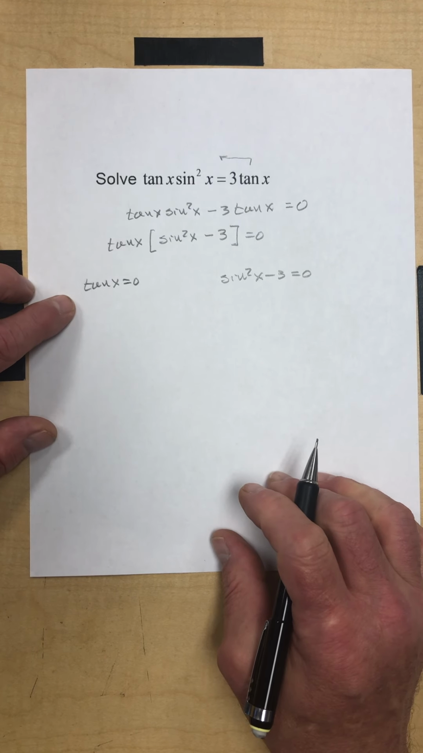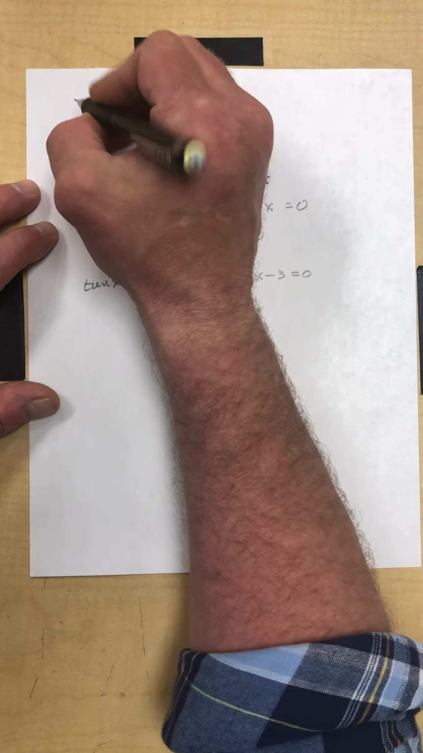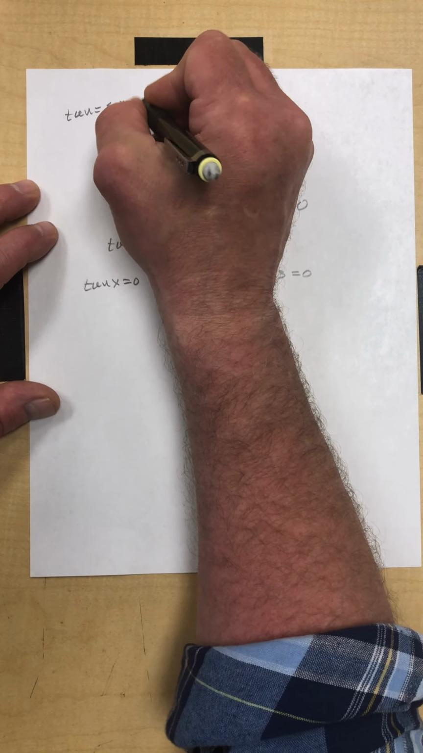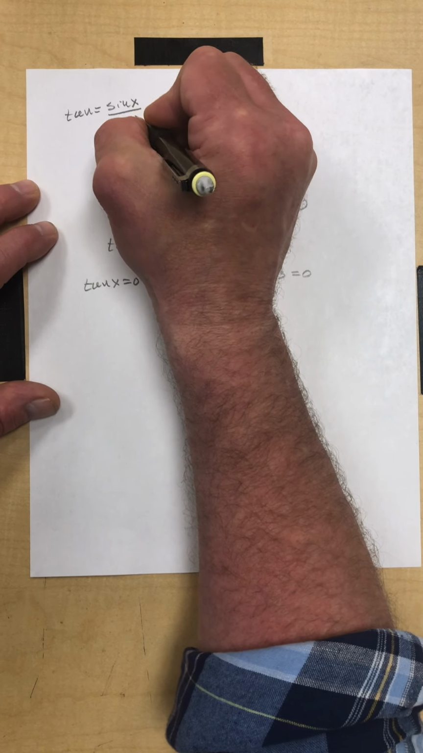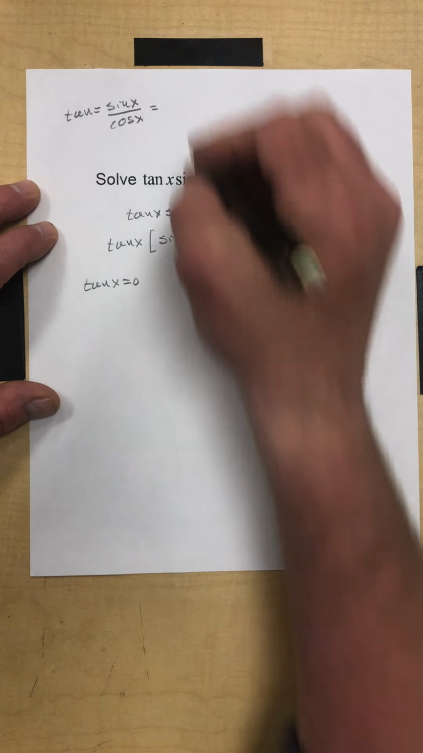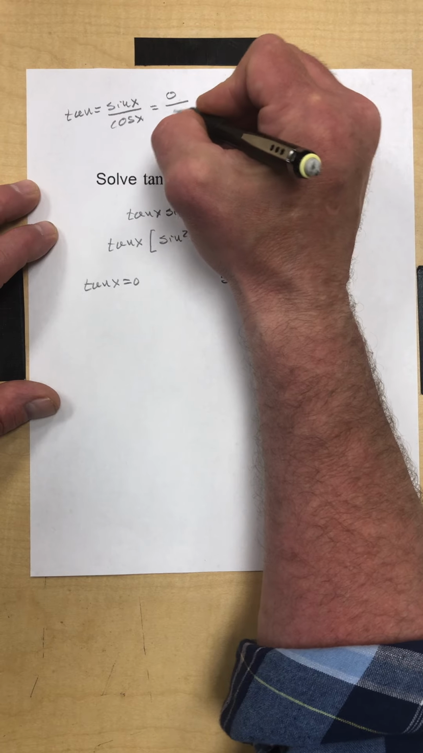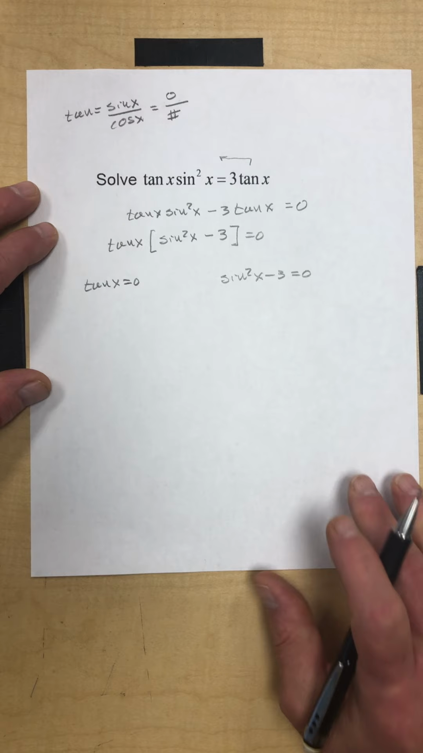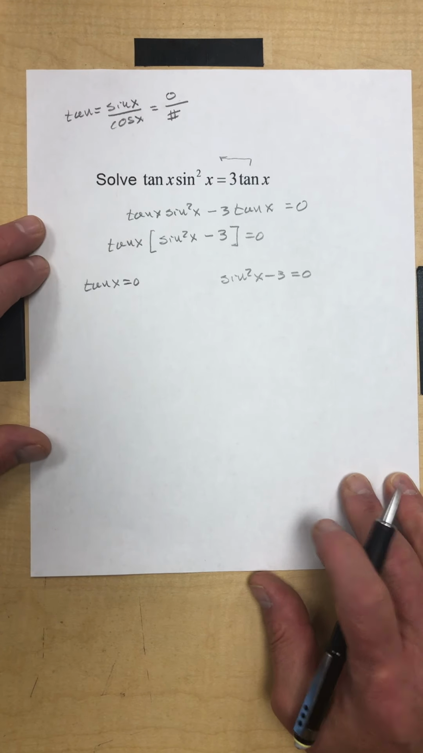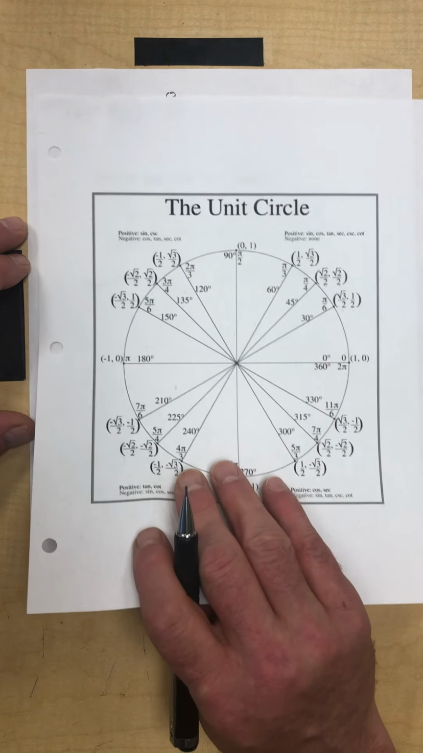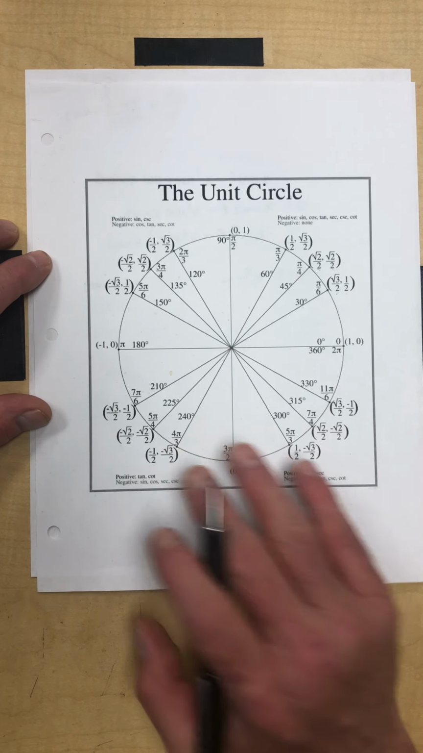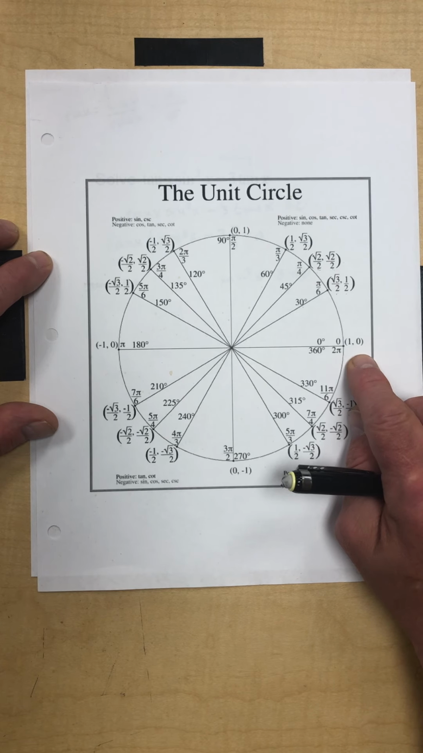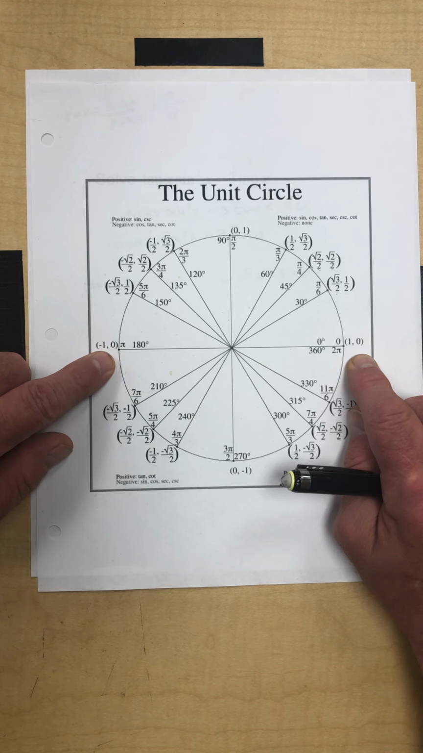So when will tangent be 0? Now remember, tangent is sine x over cosine x. So for it to be equal to 0, we got to get 0 up above and some non-zero number down below. So when is the sine equal to 0 but the cosine is not? So we go to the unit circle, and we say, when is sine 0? Remember, sine is your y-coordinate, so that happens at 0 and pi.